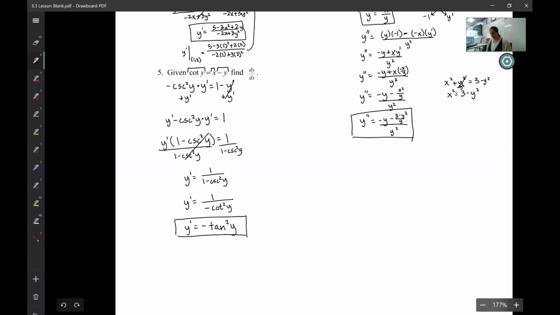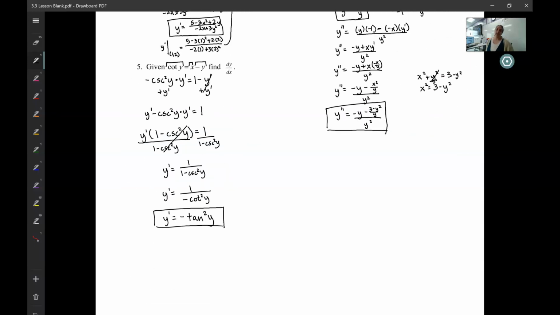So that is everything with implicit differentiation. You are good to get started on your assignment.